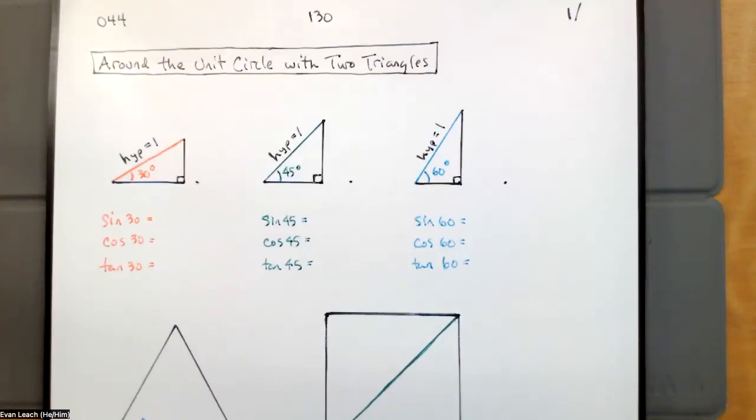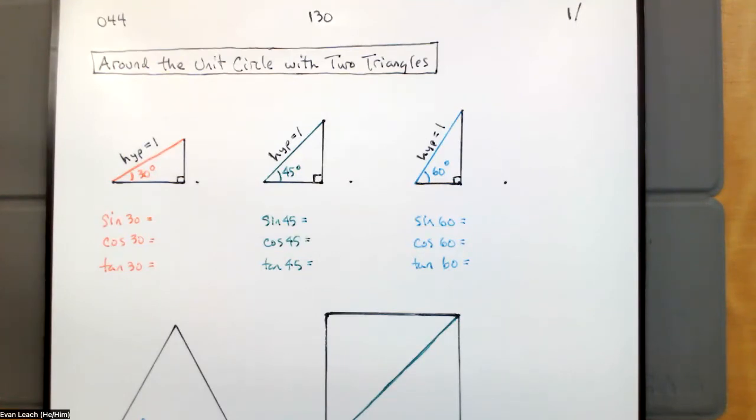Today we're going to continue looking for patterns, looking for ways to remember our sine, cosine, and tangent of trig functions, of angles on quadrants, 0, 90, 180, and 270, and any angles with a reference angle of 30, 45, and 60.